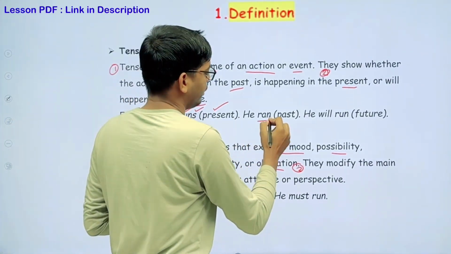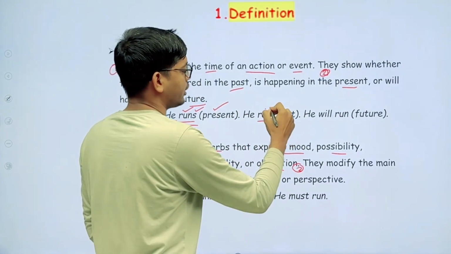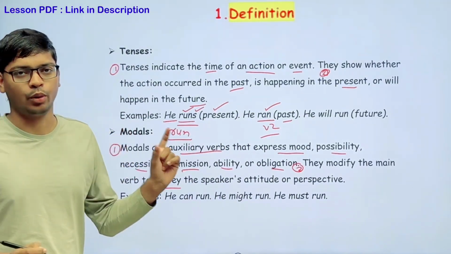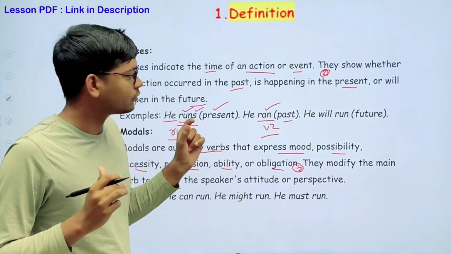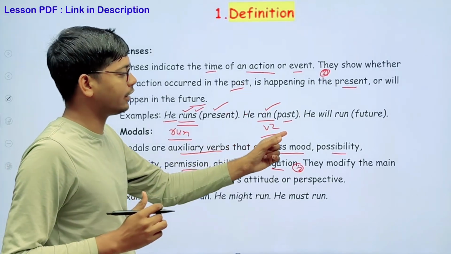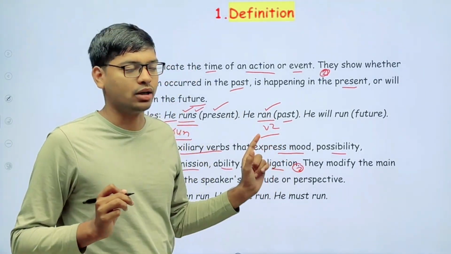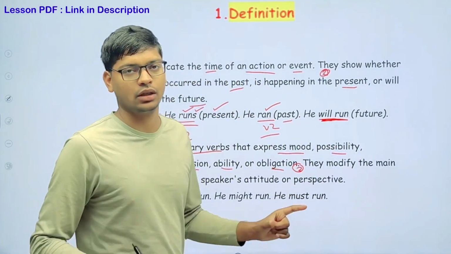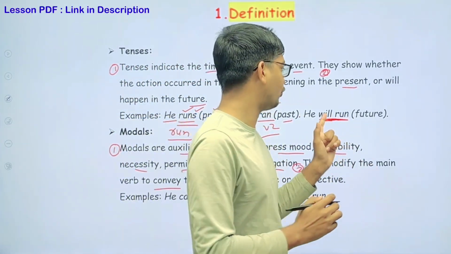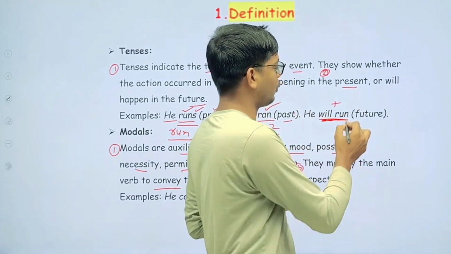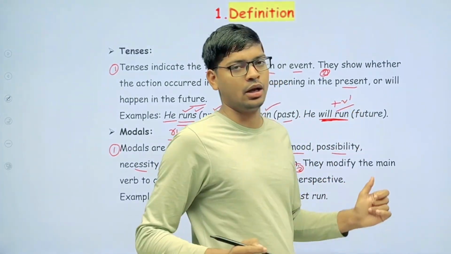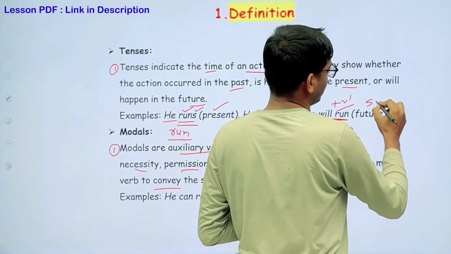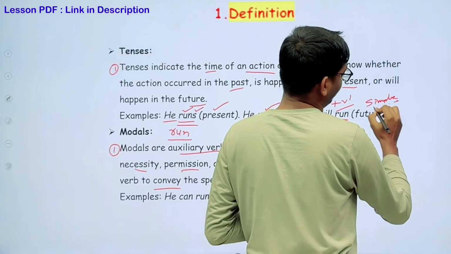Next, he ran. Past, because ran is the second form of the verb, which indicates simple past tense. Next, will run. Here will is a helping verb of future tense. Will plus first form of verb indicates future simple tense.